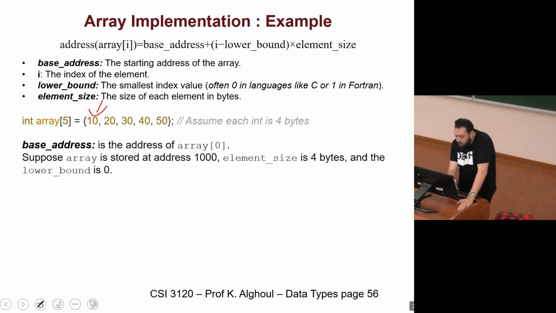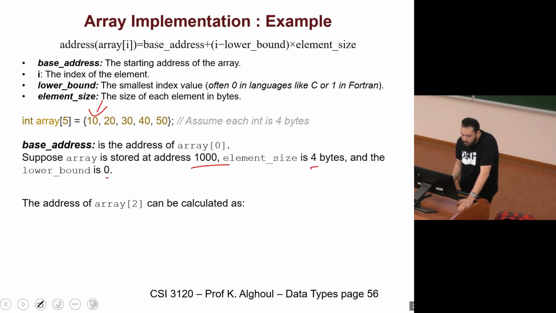So suppose the array is stored at address 1000. And then we're storing ints, so we know it's 4 bytes. And the lower bound is 0 because this is the C language, for example. So can I calculate it now? Yes. So if I want to calculate the address of 2, so that's 0, 1, 2, this address here, can I do it? Yes. So if I'm able to calculate it, it's still constant time to access it. So it's very efficient.